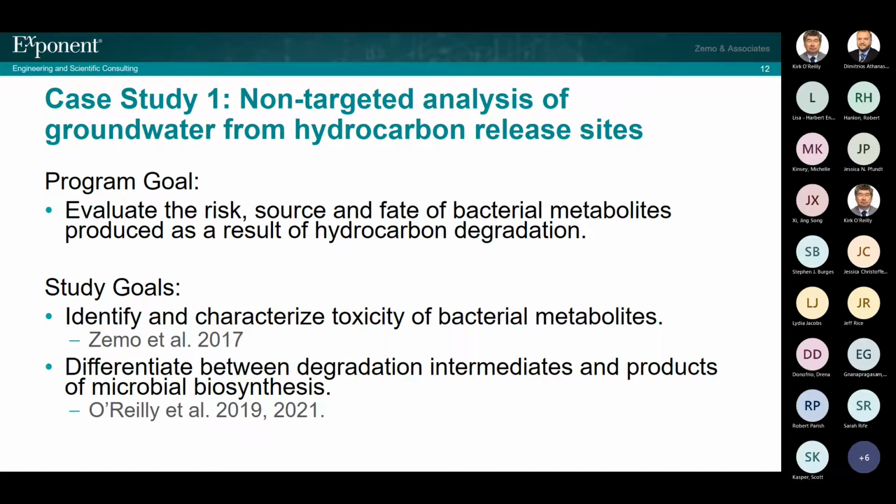And then over the last few years, originally we assumed everything we saw were breakdown products of hydrocarbons, but now we realize that some of them may be products of microbial biosynthesis, and I'll explain that more in a slide or two.